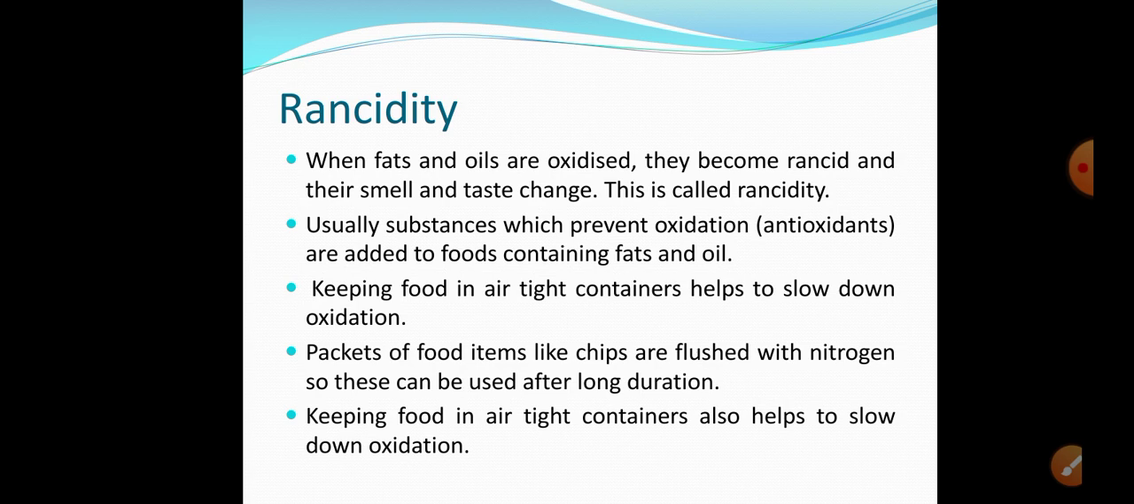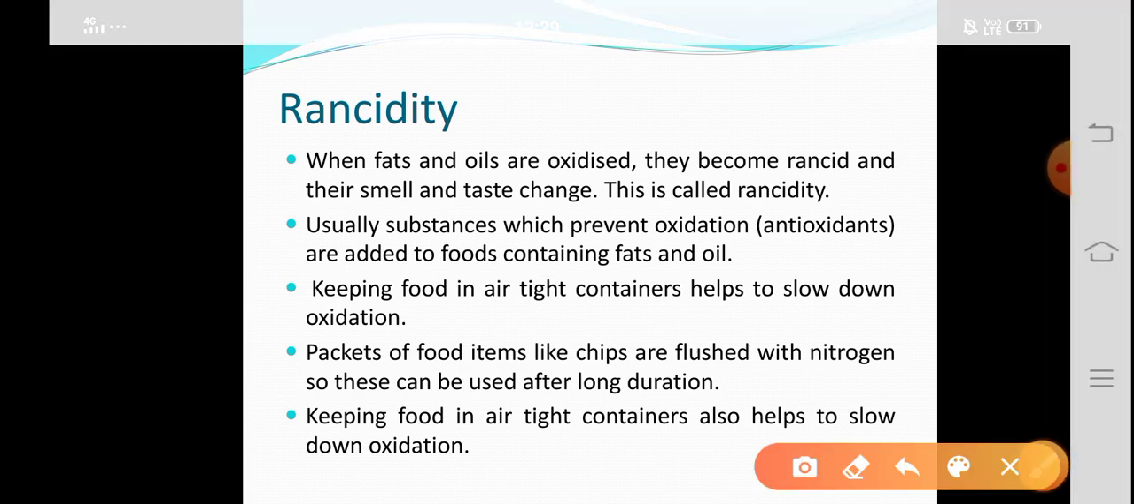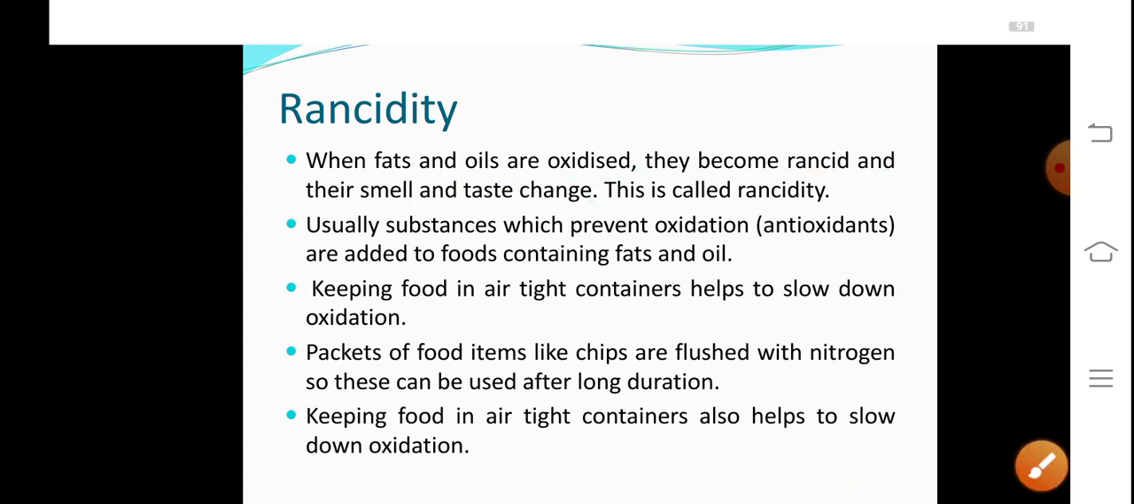Rancidity. Rancidity is another effect of oxidation. It is basically the oxidation of food items. What is it? Let us learn. When fats and oils are oxidized, they become rancid and their smell and taste change. This phenomenon is known as rancidity.